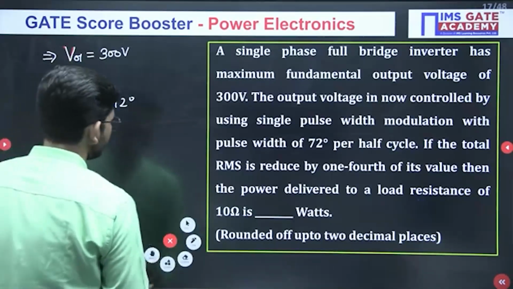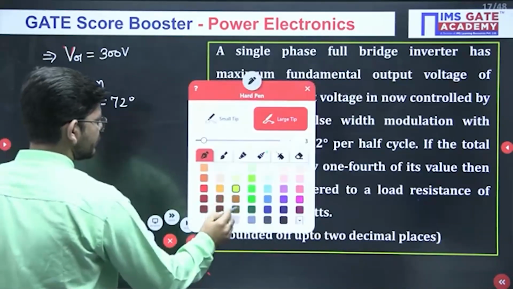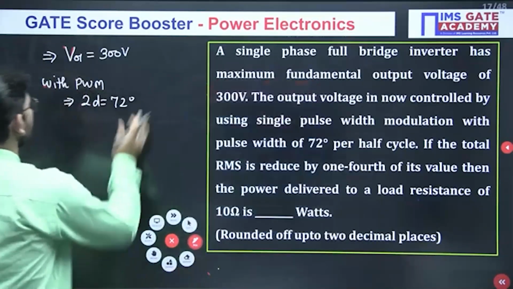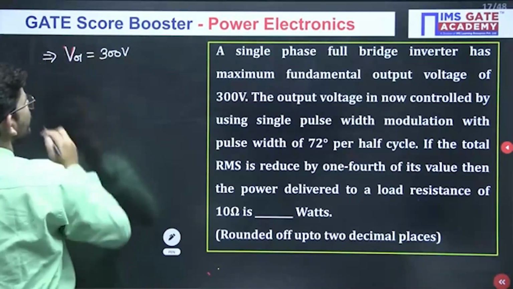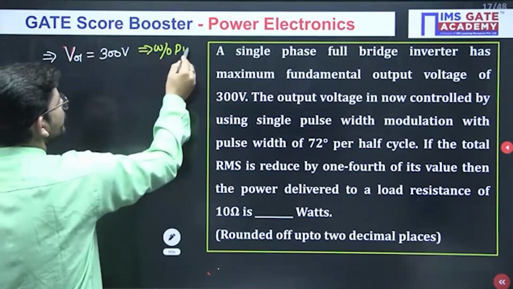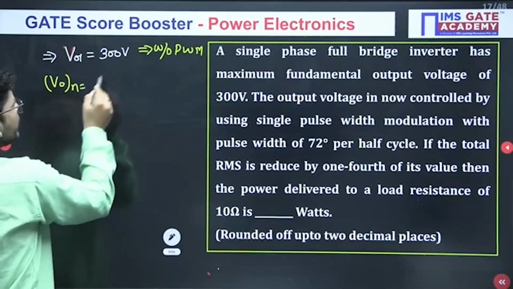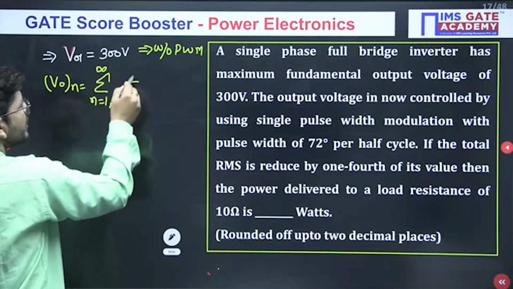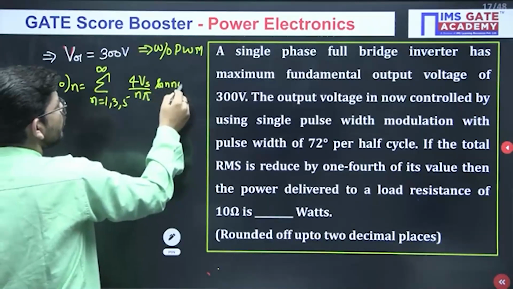So see, what do we have here? First, what has been given to us? First, we have V naught fundamental, which is 300 volt, and without PWM. So fundamental output voltage. What is the Fourier series expression without PWM? This is the expression: sum over N equals 1, 3, 5 to infinity of 4 Vs over N pi, the DC voltage, sine of N omega t.